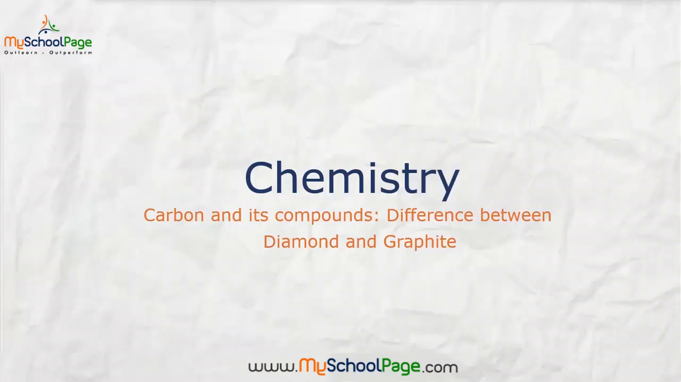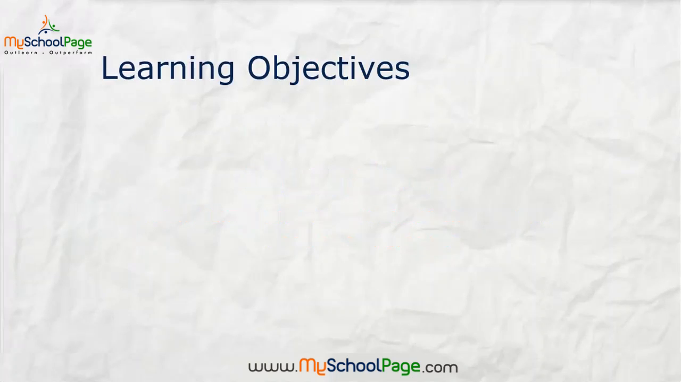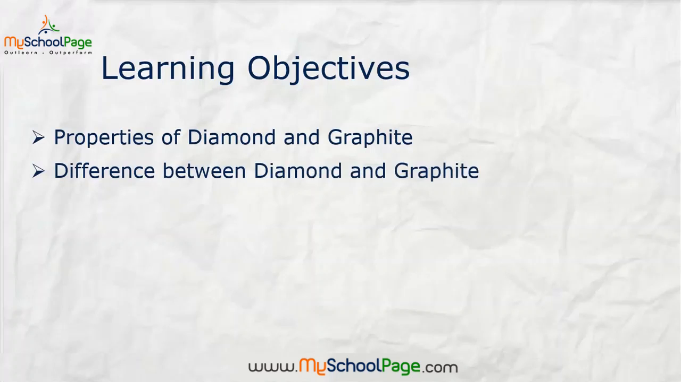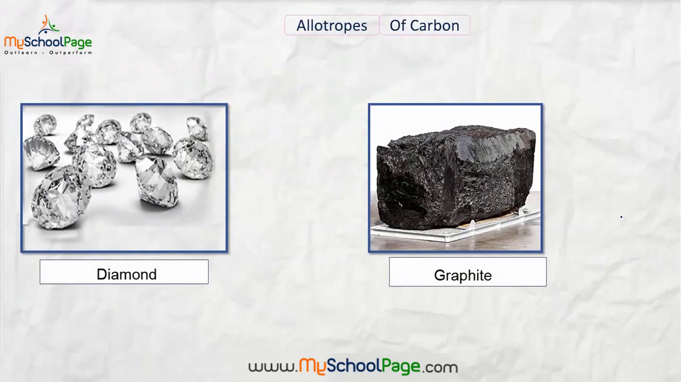10th CBSE Chemistry, Chapter Carbon and its Compounds. In this video, you will understand the properties of diamond and graphite and also know the difference between them. Diamond and graphite are allotropic forms of carbon. Both are made up of purely carbon atoms. But still, there is a lot of difference between them.